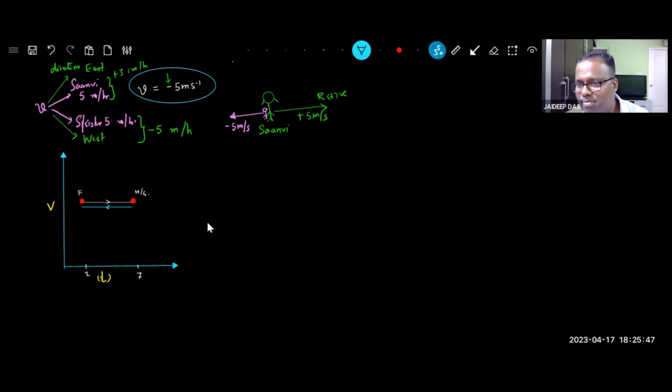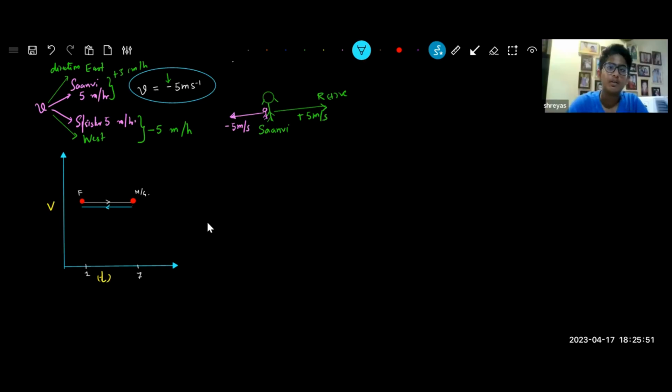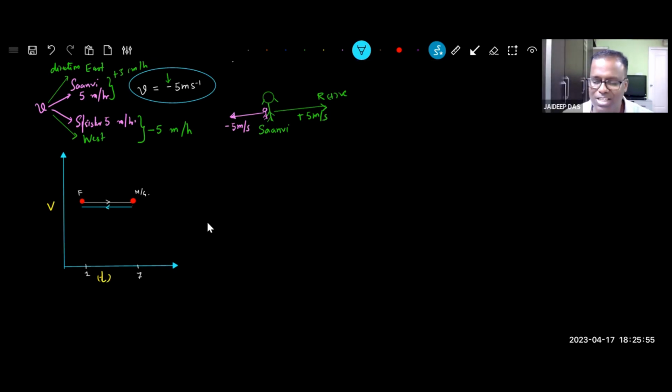Why not possible? Because he'll take some time for the car to also stop. Yes, very good. He takes some time for the car to stop. He has to engage the reverse gear and then he has to travel. So some time will pass. And during that time, what will be his velocity?